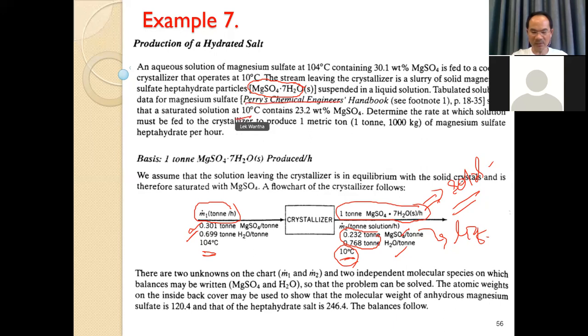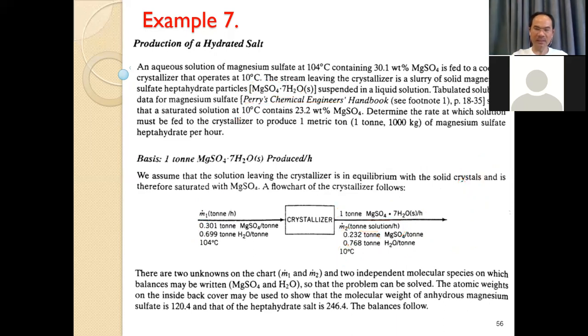We know at 10 Celsius, 23.2% by weight magnesium sulfate. That's right, we know the saturation or solubility of magnesium sulfate in water. This is magnesium sulfate, not the hydrate. It's about 23.2% magnesium sulfate and 76.8% water. This is the solubility. Okay, and M2.